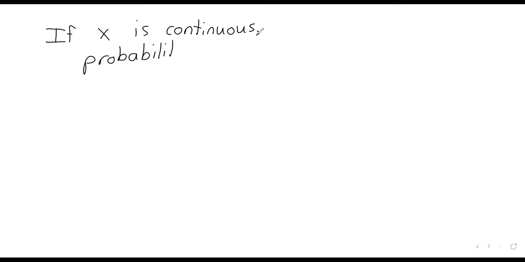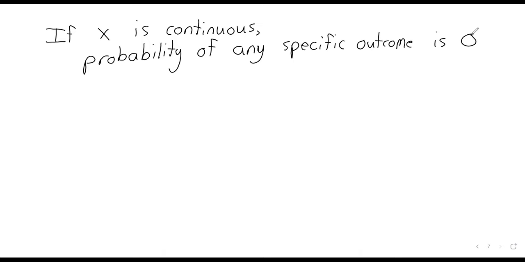But with continuous random variables, you can't do that. You can't create a list of possible outcomes. Furthermore, and this is kind of an odd result, if X is continuous, the probability of any specific outcome is 0.